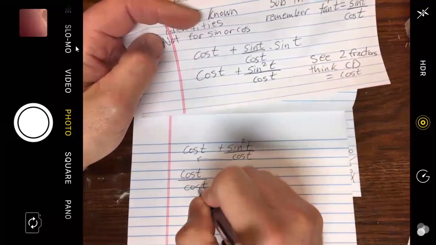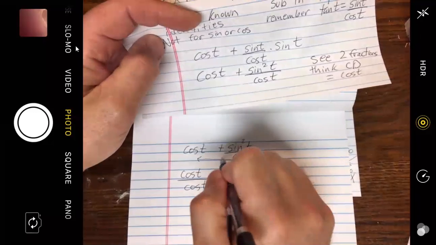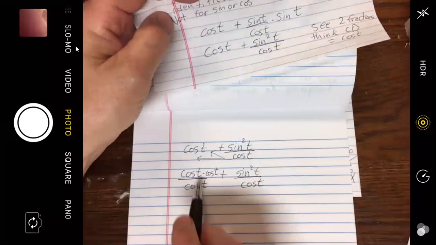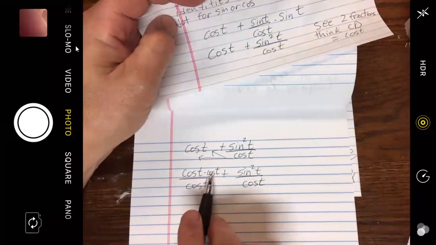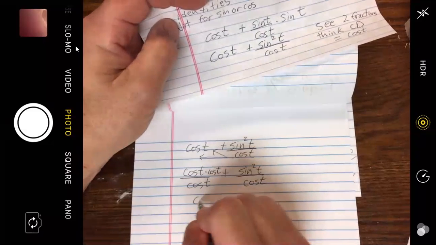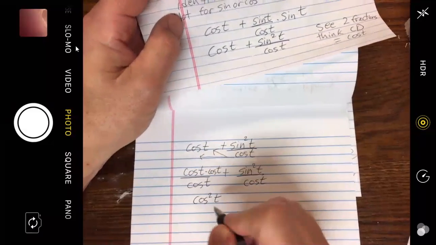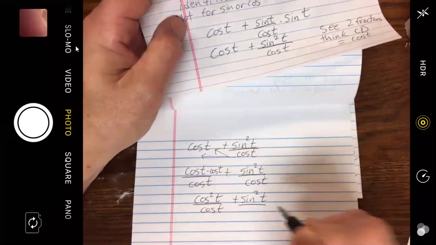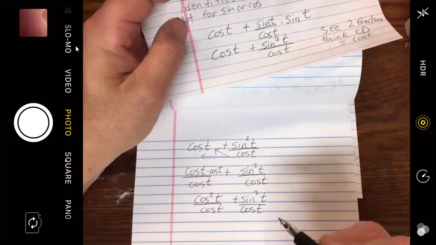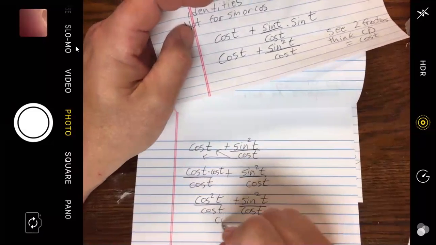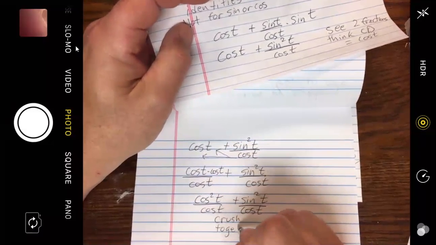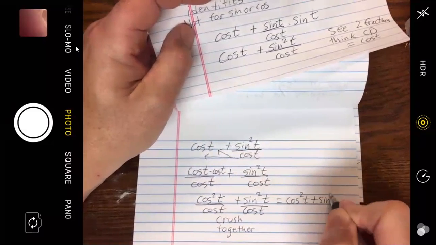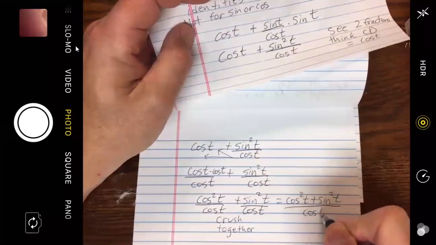And if I put it under it to make the common denominator, I have to do it to the top times cosine t. So in effect, I've multiplied this by 1. I just chose to write 1 as cosine over cosine. Well, that gives us cosine squared t, add sine squared t over cosine t. And now you see you can crush it together: cosine squared t, add sine squared t, all over cosine t.